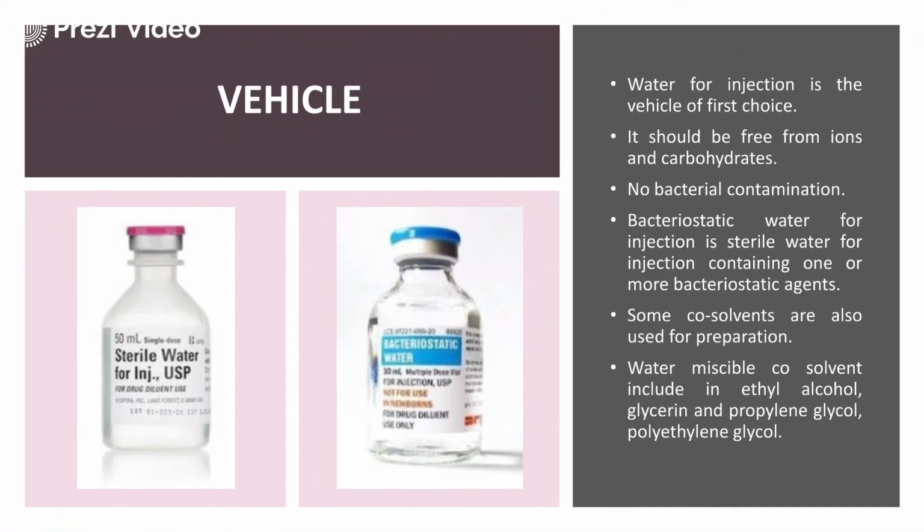When we talk about the vehicle requirement for the production of the parenteral product, the very first thing which comes to mind is water for injection, the first choice. When we talk about a sterile product, we have another choice, sterile water for injection. It should be free from ions and carbohydrate. There should not be any sort of bacterial contamination. Nowadays, bacteriostatic water for injection is sterile water for injection containing one or more bacteriostatic agents. So three types of vehicles are being used: water for injection, sterile water for injection, and bacteriostatic water.